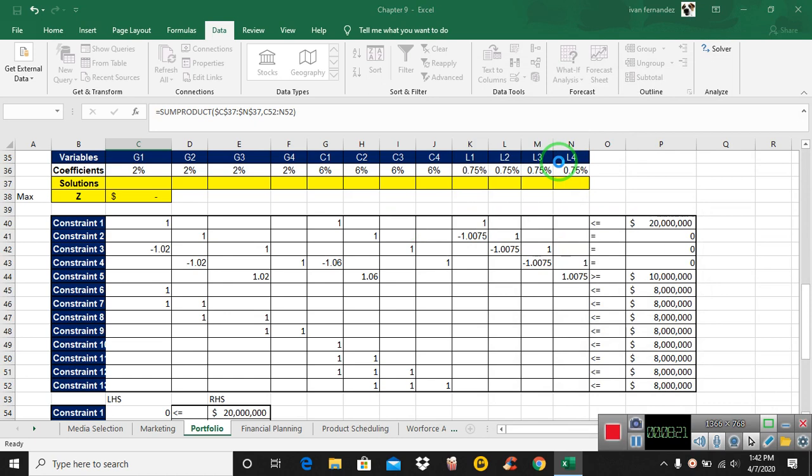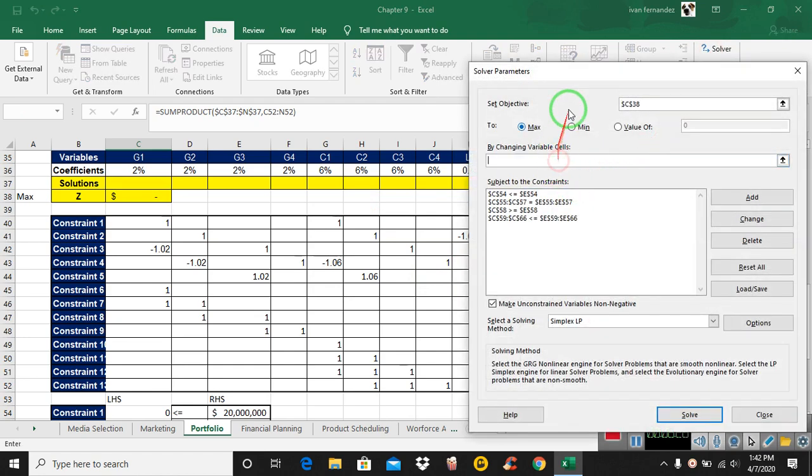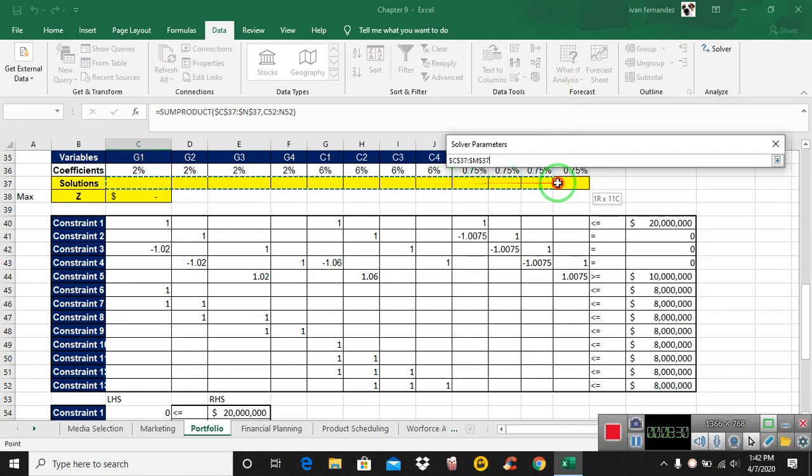Oh, no. I wiped out the edge. Let me put that back on.